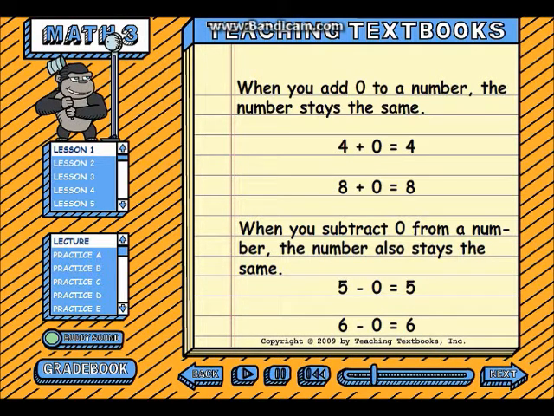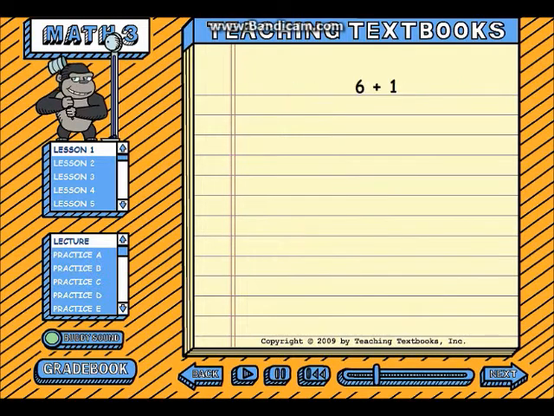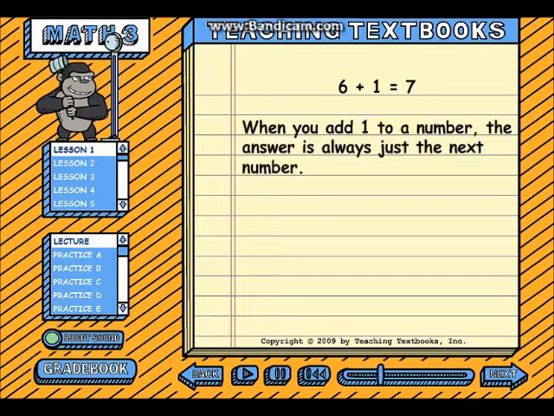Now let's do something different. Let's add 1 to a number. What's 6 plus 1? Perfect. It's always just the next number when you're adding 1. When you add 1 to 6, the answer is 7. Here's another problem. What's 8 plus 1? Bingo.